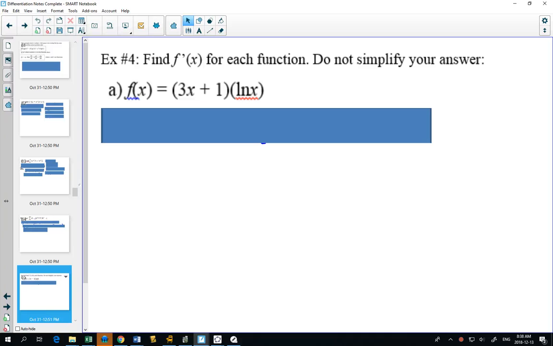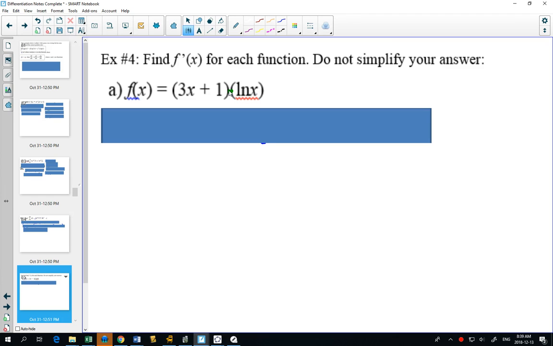In example 4, if we distribute the natural log of x, we'd get 3x natural log of x plus natural log of x, and you would still have to do the power rule after distributing. So whenever you have multiplication of two functions where neither one's just a constant, both of them have x involved, you can use the product rule. And if that's the case, you do the derivative of one multiplied by keeping the other one the same, then you keep the other one the same and do the derivative of the other one.